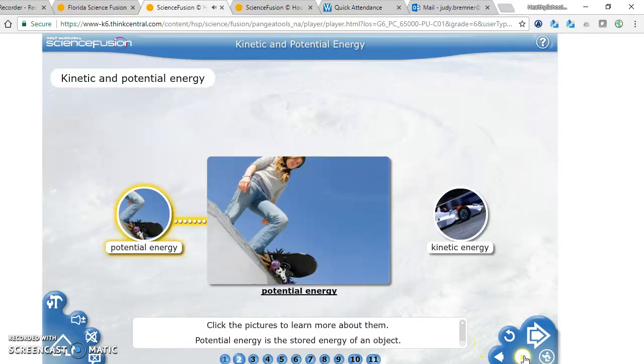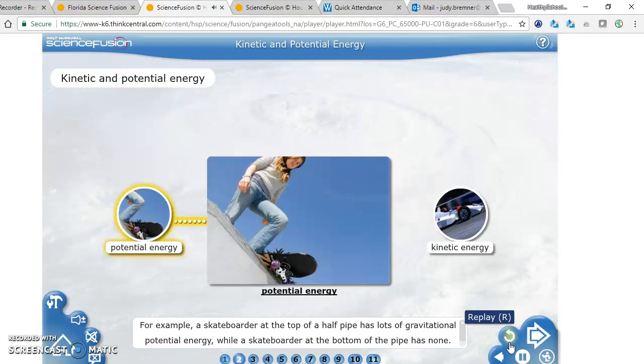Potential energy is the stored energy of an object. One of the most common forms of potential energy is gravitational potential energy, or the energy an object has because of its position. The higher an object is, the more gravitational potential energy it has. For example, a skateboarder at the top of the halfpipe has lots of gravitational potential energy, while a skateboarder at the bottom of the pipe has none.